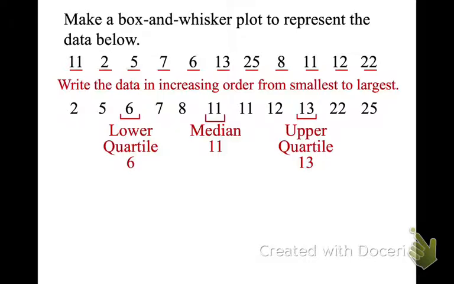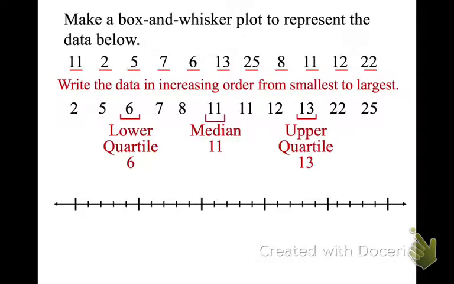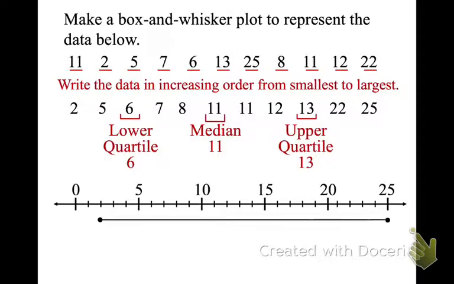So I'm ready to create my box and whisker. I need a number line that will probably go from 0 to 26. I could go to 25. And so my whisker is going to go from the minimum to the maximum. Why don't you draw that now? Pause the recording. All right. Going all the way up to the maximum, draw the line.